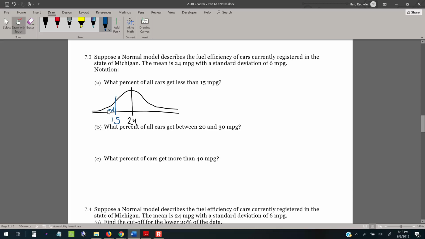We want less than that, so we want it this way. So the probability that my value is less than 15 miles per gallon. I want to change that into a z. So I'm going to do 15 minus 24, because 24 is my mean, divided by my standard deviation of 6. So that's going to be the probability that my z is less than -1.5. This is kind of nice because all I got to look up is -1.5 on the table.